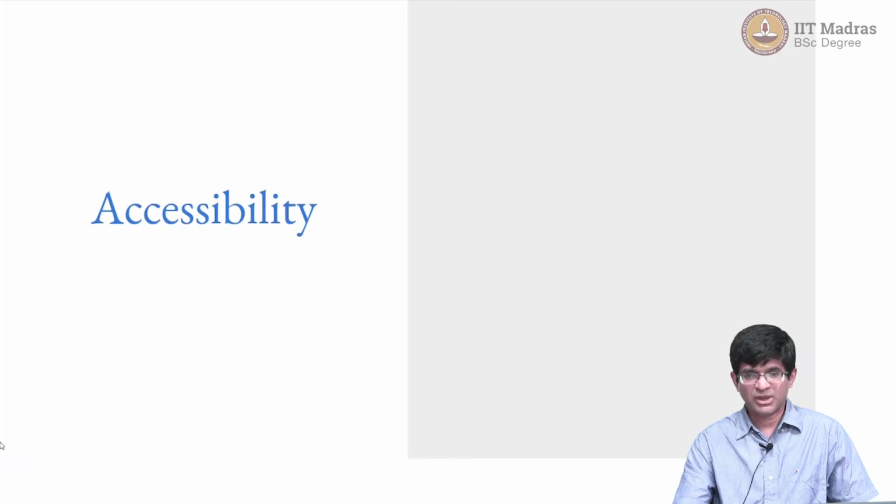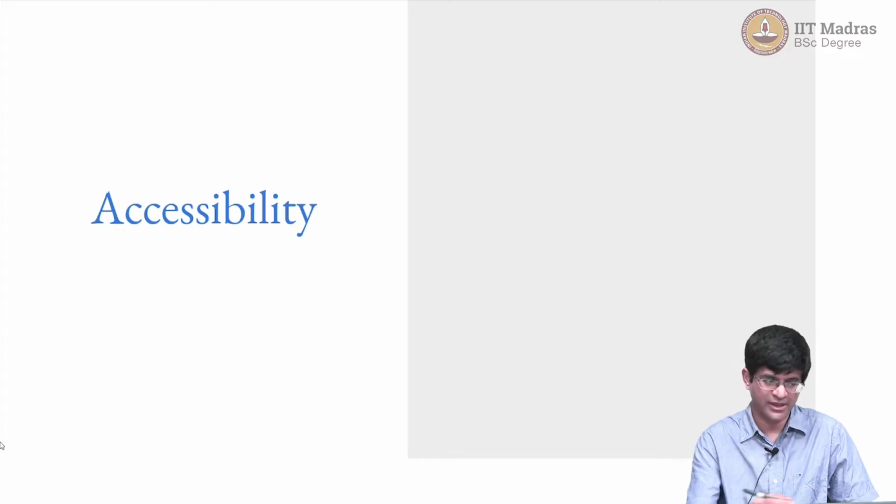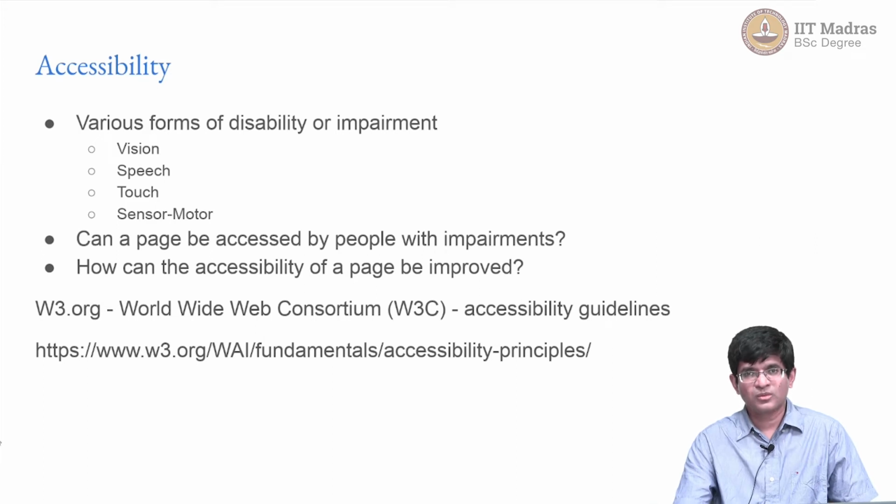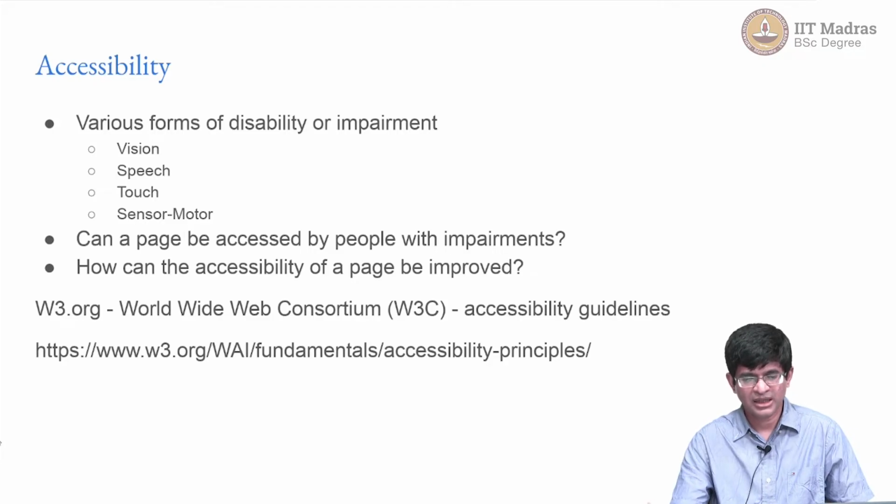Now we come to the last part of our discussion on views, and this is a very important component of how views are to be understood, and relates to the topic of accessibility. Now why is accessibility important? Because increasingly people are aware of the fact that many people have various forms of disability or impairment. Most of the time we do not think of that.